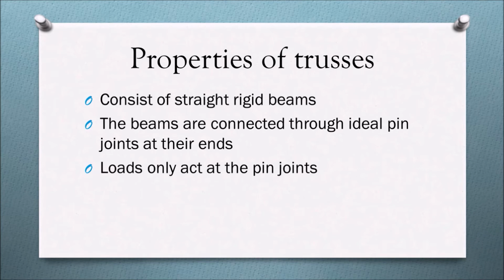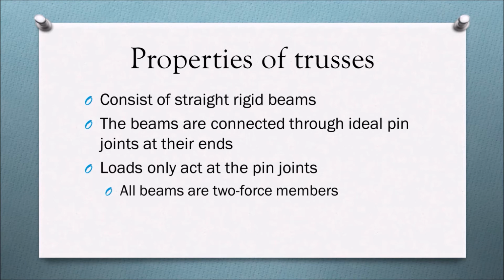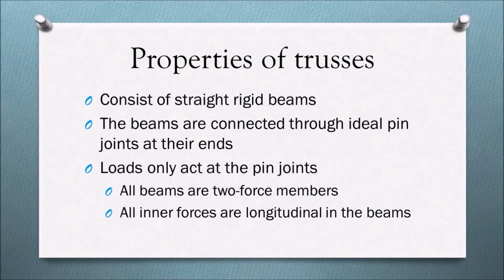As the loads can only act at the pin joints, all beams become two force members. There can only be two forces acting on each beam, one at one end and the other at the other end. These forces can be just reaction forces in the pin joints, or they can be the sum of reaction forces and loads. Anyway, there can only be two of them. As the beams are two force members and they are straight, all inner forces are longitudinal in the beams.